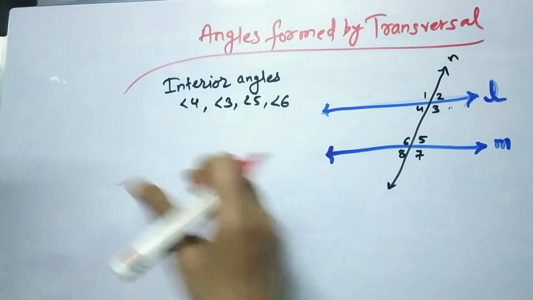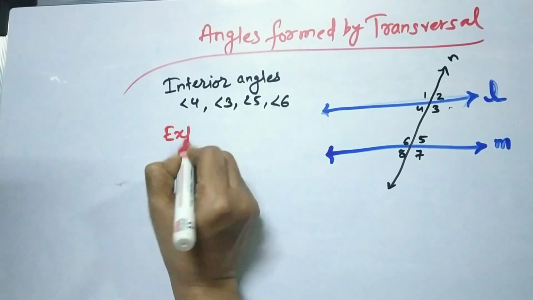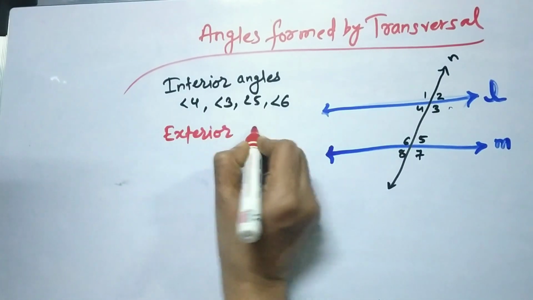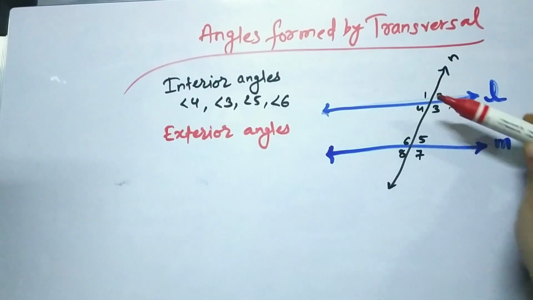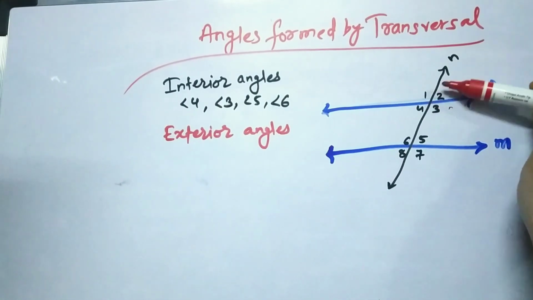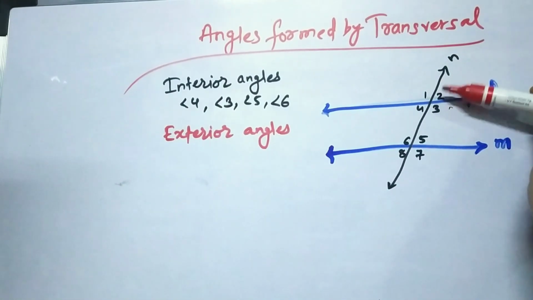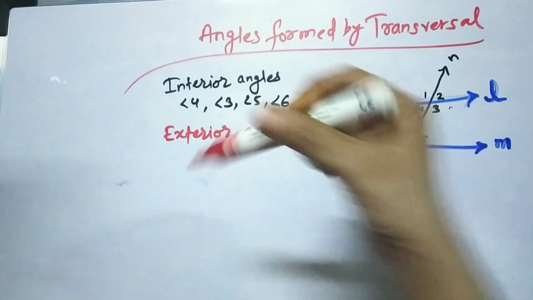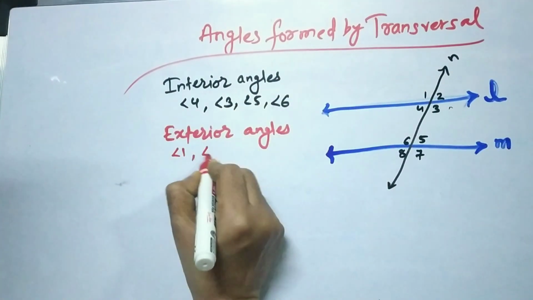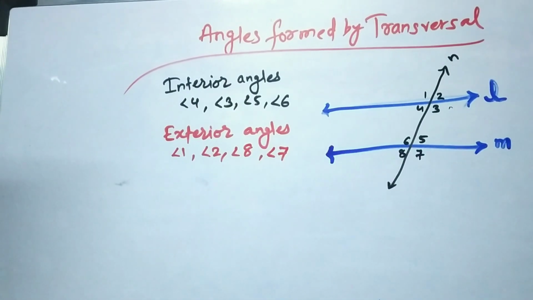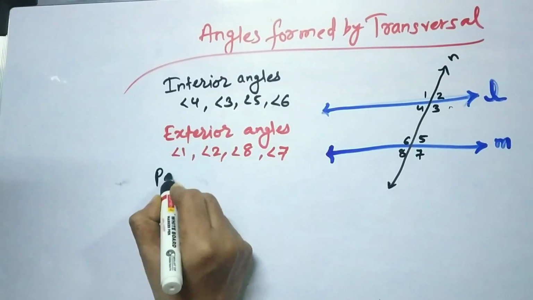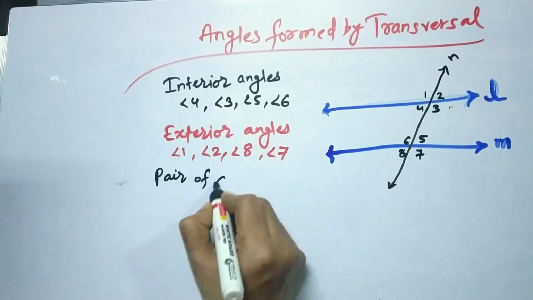Again, you can find out exterior angles. So exterior angles are also there. You can see exterior angles are formed in the exterior region, means above the parallel line or above the lines, and here below the lines. So you can see here angle 1, angle 2, angle 8 and angle 7. These are exterior angles.